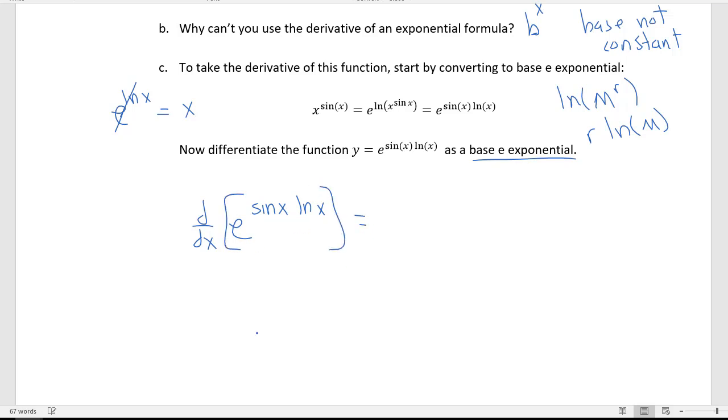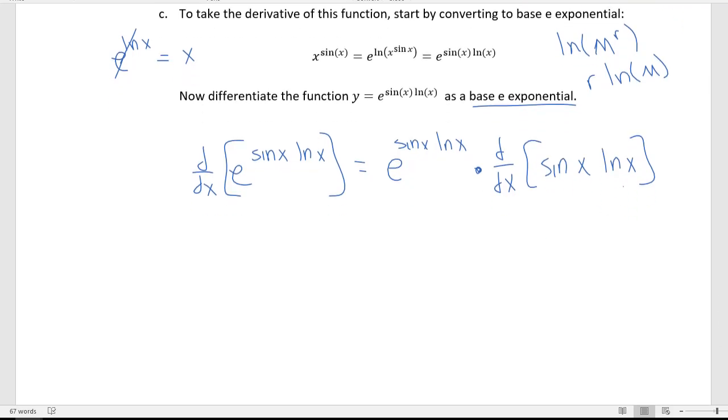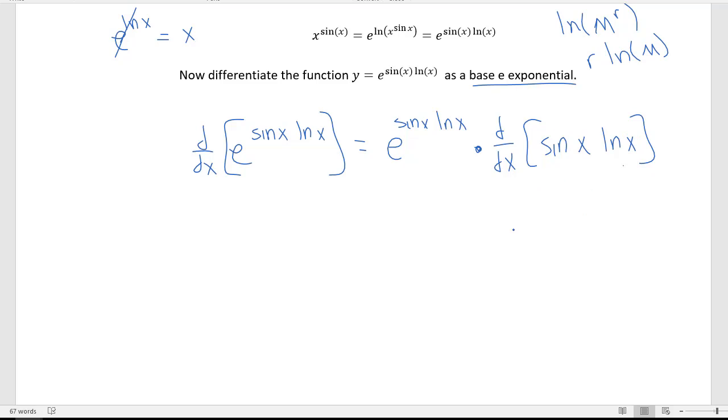All right, so the derivative of e to the blah is e to the blah, and then times the derivative of the blah. So I'm doing a chain rule here, right? I have a composition and I'm doing a chain rule. Now when I take the derivative of the exponent, this is a product rule. So let me give myself a little bit more room here. So what is the derivative? So let me carry this guy down. I have e to the sine x times ln x, and let's differentiate the exponent.